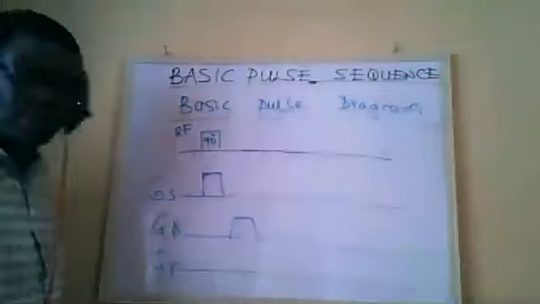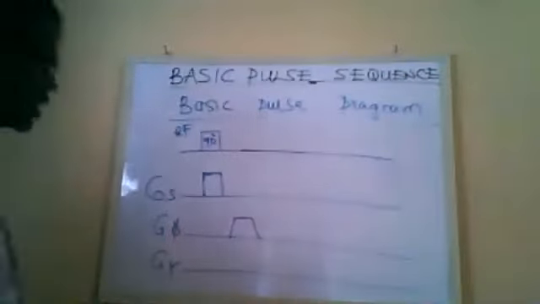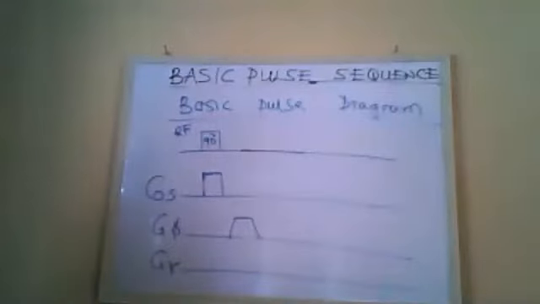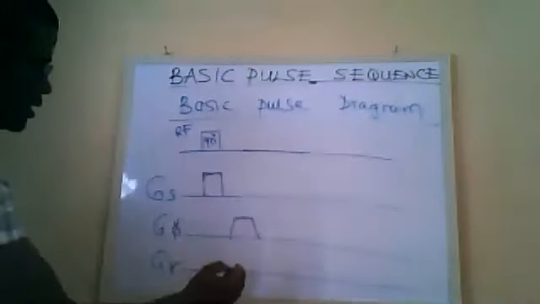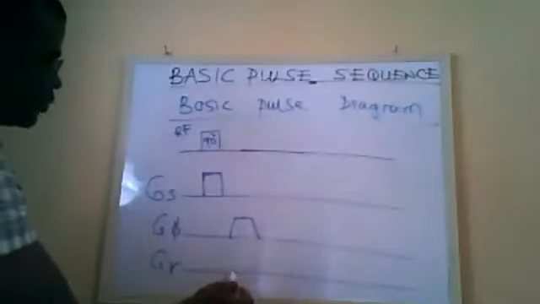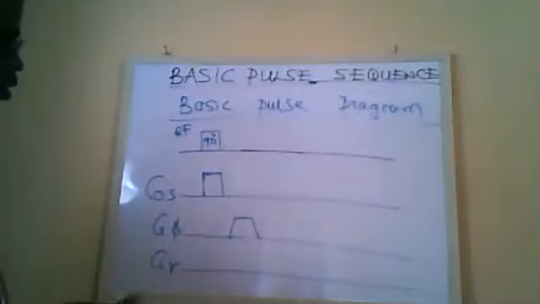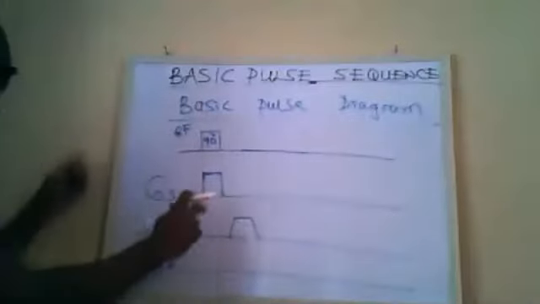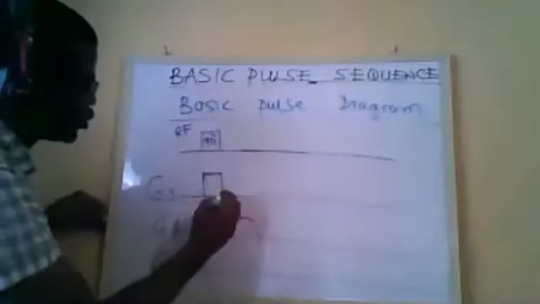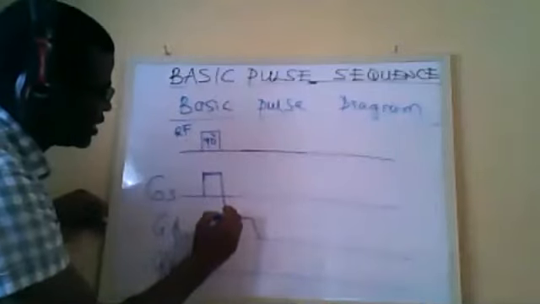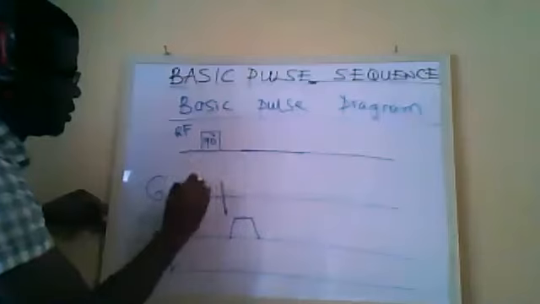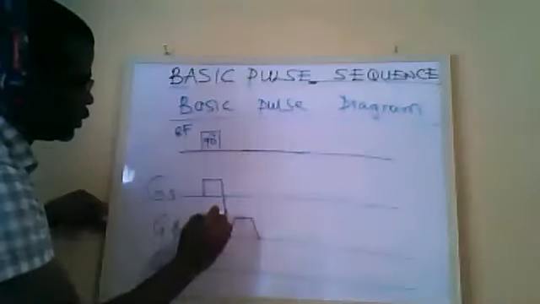Now the frequency encode gradient, that is our readout, is going to be turned on when we want to sample the signal. If you turn it on here, you are going to sample our signal at this point, which is not what we want. Because with the slice select gradient, one thing that happens is that you also invert the polarity a little bit.